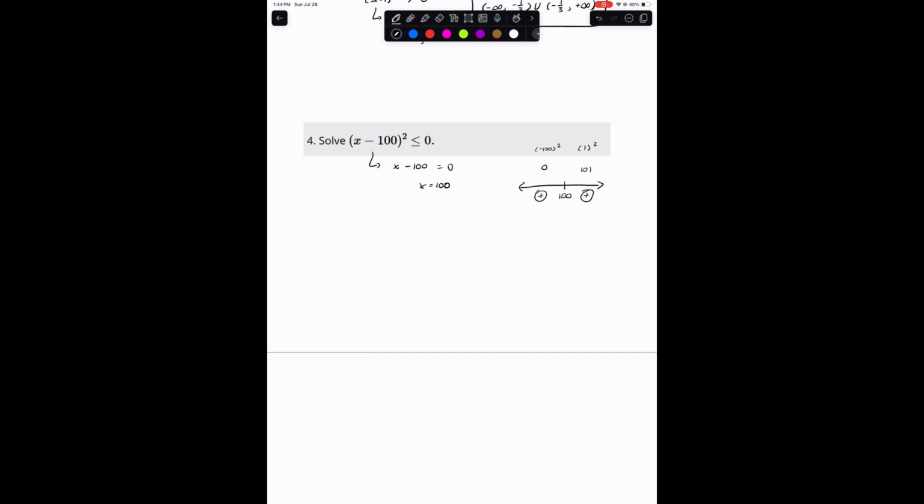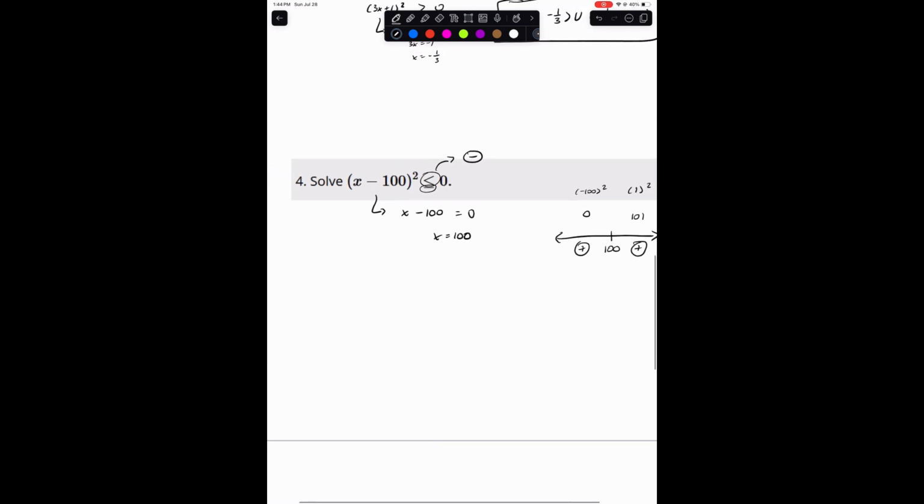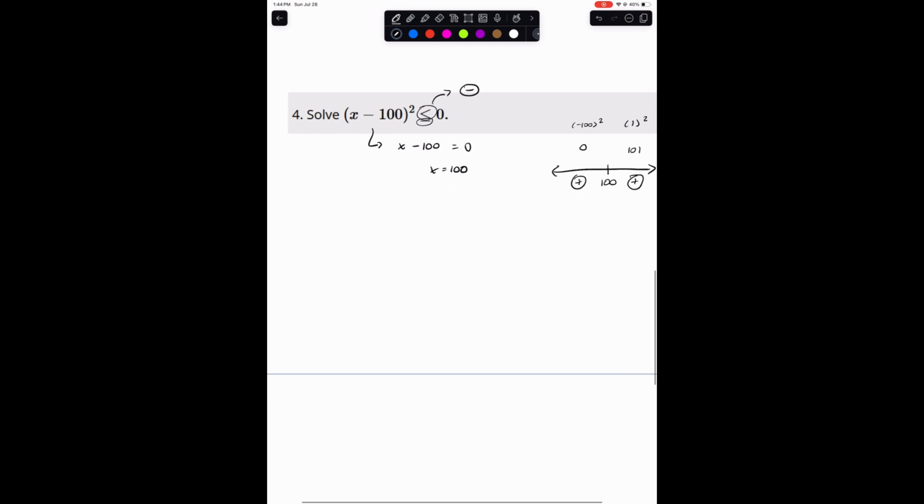So note that we need less than, right? This needs negative regions. We don't have any. Luckily, we have this equal sign right here, which means our only solution is actually 100. So the solution set is just 100.